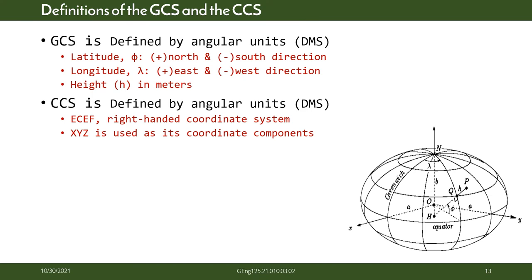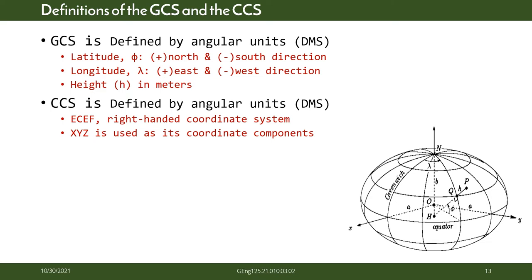We have already stated the parameters and about the ellipsoid. So we have here the definitions of the geodetic coordinate system and the Cartesian coordinate system. This was already discussed in our previous lesson. For latitude, represented by phi here, going northward is positive, and going southward is negative.